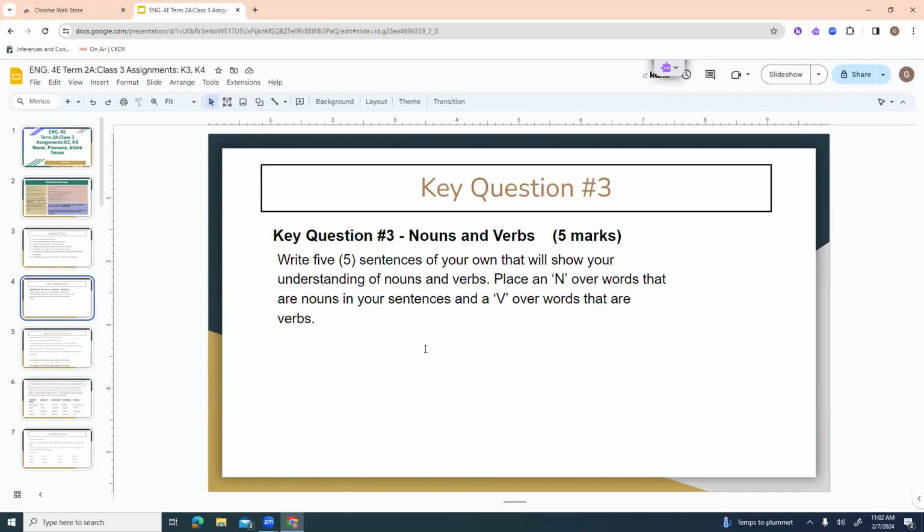All right, so first of all, I'm going to read our key question, and then we're going to talk about nouns and verbs so you understand how to do it. So key question number 3 is worth 5 marks, and in it, basically you just write 5 sentences of your own that show your understanding of nouns and verbs. Place an N over words that are nouns and a V over the words that are verbs.